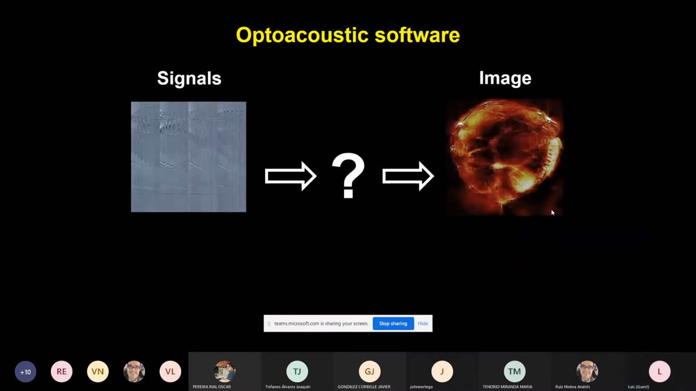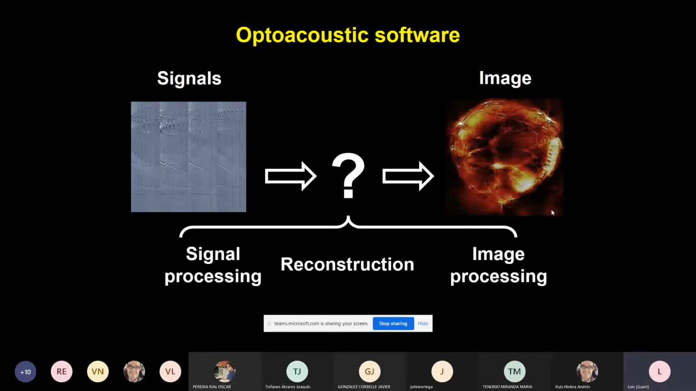Okay, and then of course it's the software part that we have. On the one hand, the signals, which, as I mentioned, are ultrasound signals, and then we have to do something, which is generally a reconstruction algorithm plus something else to get the final image. To split it into 3 different parts: we need to do some signal processing, we need to apply a reconstruction algorithm, and finally, when we have the images, particularly multiple images at multiple wavelengths, we can also process them with additional algorithms to extract information out of them.